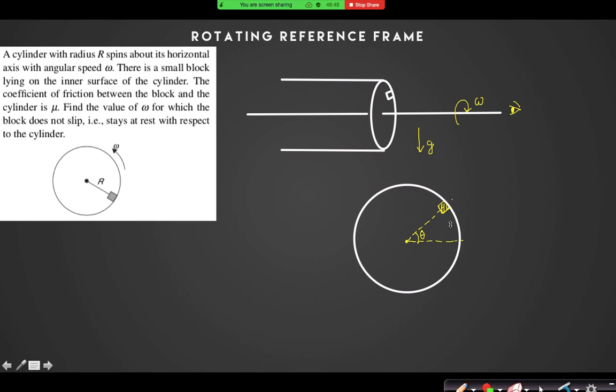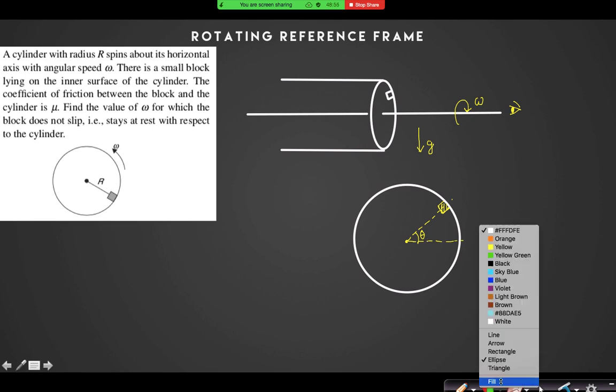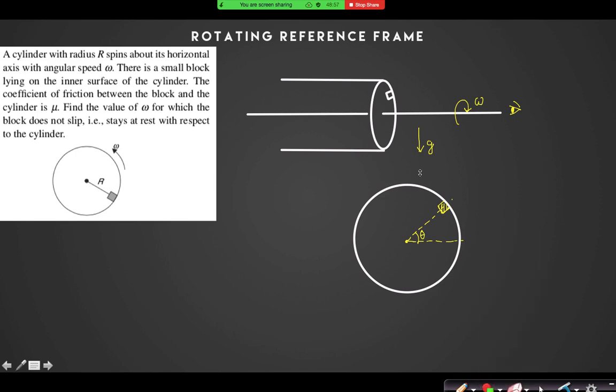What are the forces acting on the block if I try to see it from a rotating reference frame? Can you tell me what are the forces that are acting on this block? Normal reaction force and pseudo force. In which direction will the normal reaction force act? Towards the center or out of the center? Towards the center. Good. Centrifugal force will act away from the center. Any other force? Weight, gravitational force. Yes, weight is there.